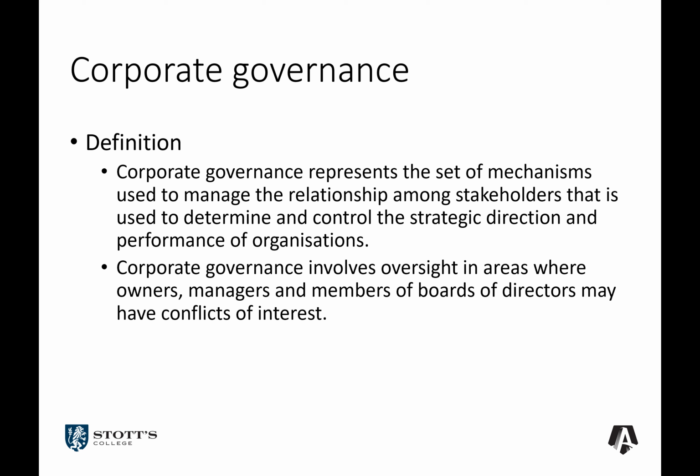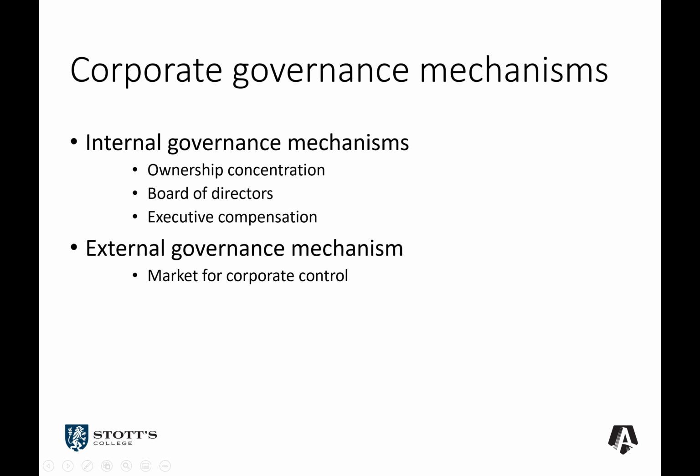Now, corporate governance is not only focused on managers. It's the area where owners, managers and members of the boards of directors may have some conflicts of interest, but they're all focused on how it is best to manage and control the organisation, to set its strategic direction, to monitor its performance. The mechanisms we're going to focus on are 3 internal governance mechanisms: ownership concentration, that's the proportion that is owned by particular shareholders, board of directors, and executive compensation.